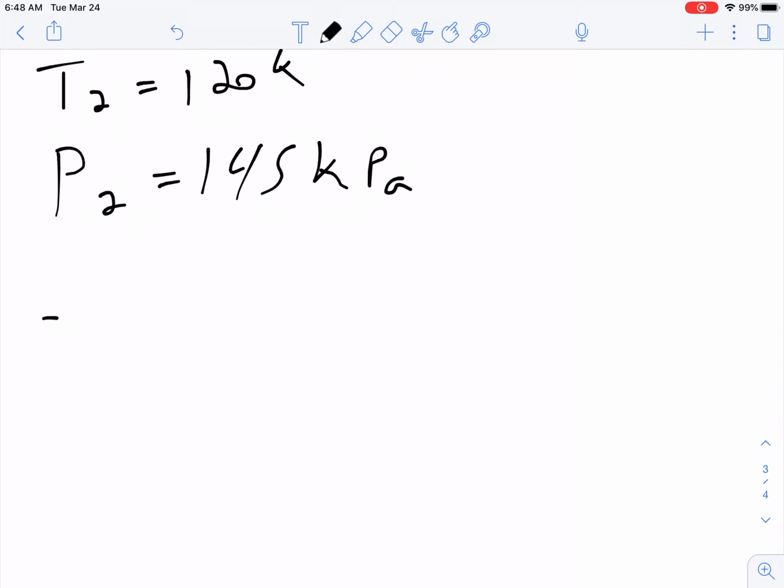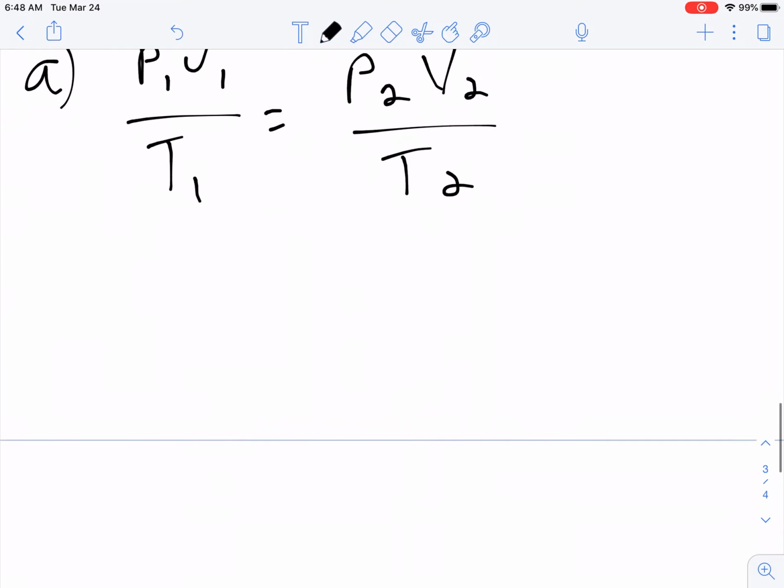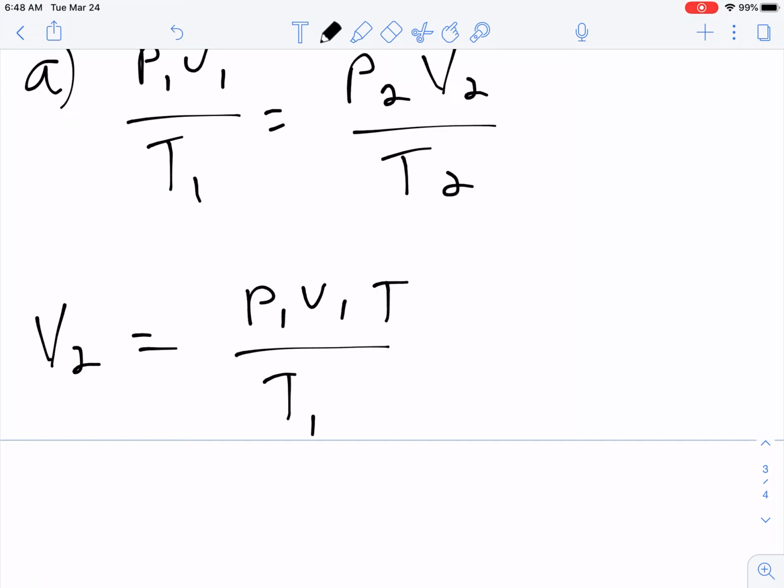Okay, so we're trying to find volume 2. For part A, pressure 1, volume 1 over temperature 1 equals pressure 2, volume 2 over temperature 2. Solve that for volume 2, and you come up with volume 2 equals pressure 1, volume 1 over temperature 1 times temperature 2 over pressure 2. Plug in all your numbers and you get volume 2.